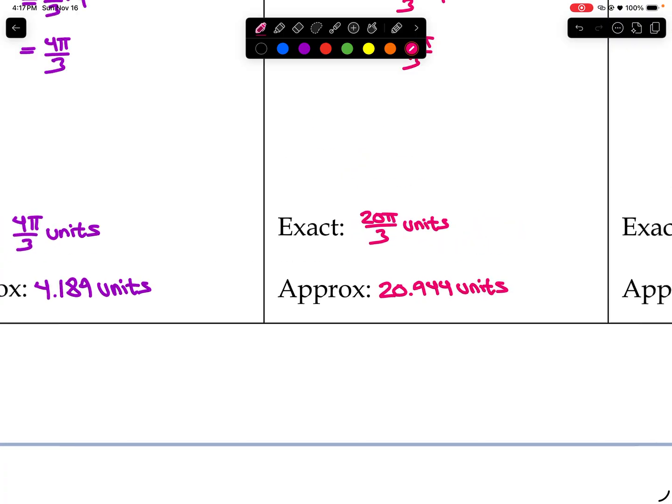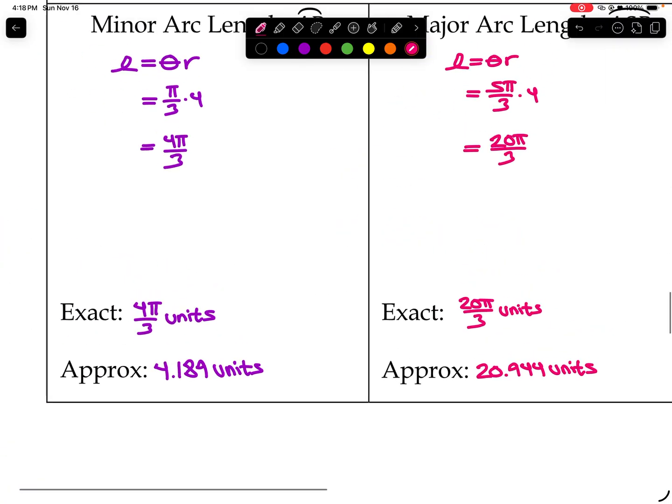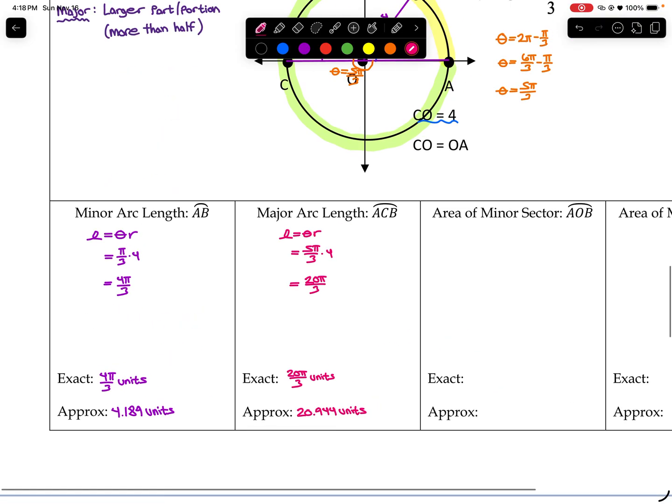Now, when you're typing in pi on your calculator, make sure you're actually using the symbol pi so that it uses the full decimal expansion. If you're just using 3.14, then you're going to cut off some values.